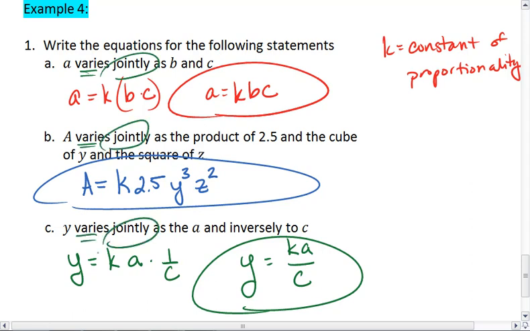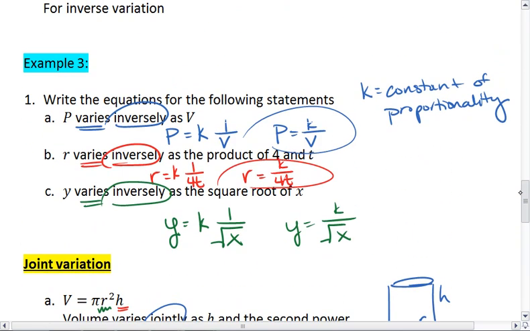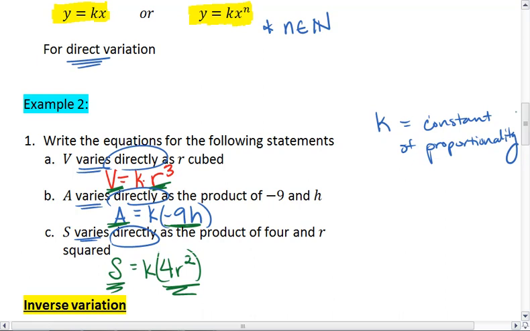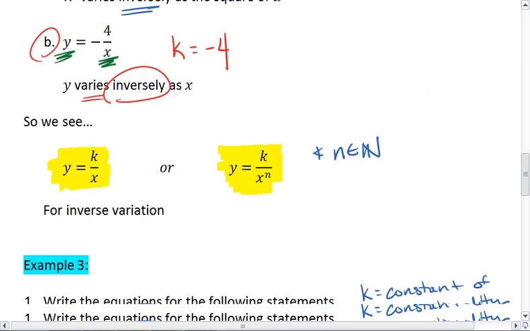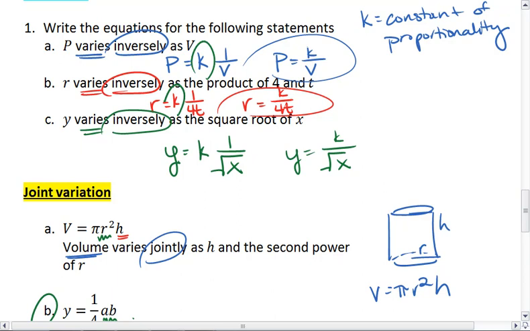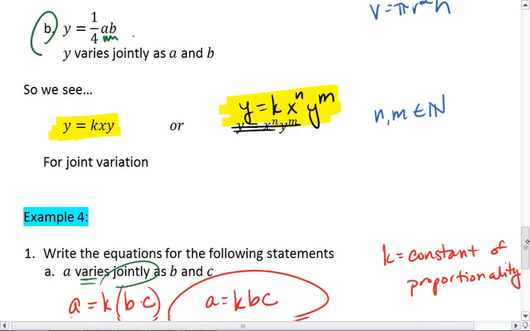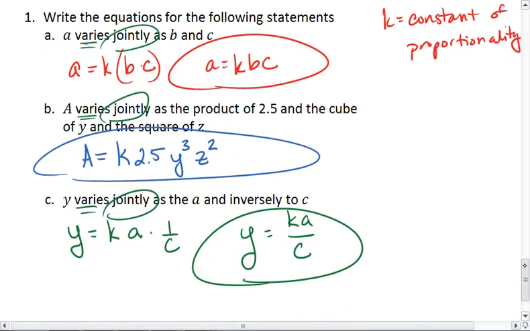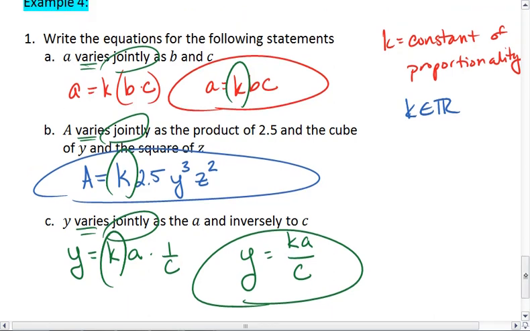The most important thing to remember for any of these is that once you set up the equation, you have to remember to put in your constant of proportionality k. We see that with the direct variation, the inverse variation, and the joint variation. And this value k can be any real number. It just has to be a fixed number. And that's it for variation.